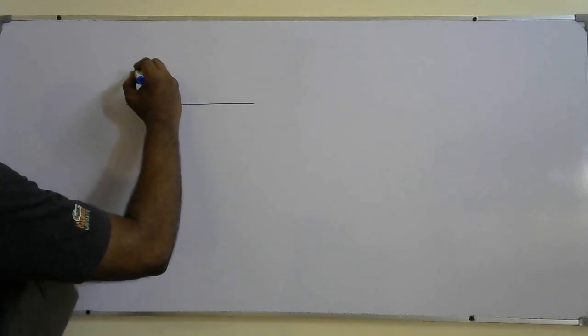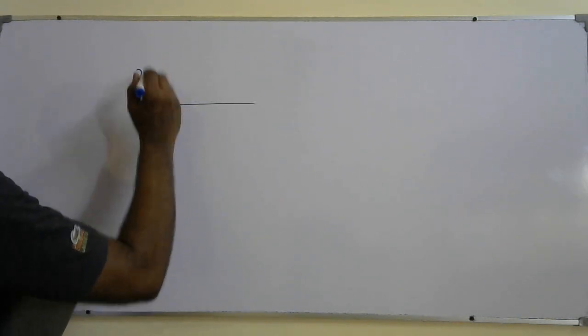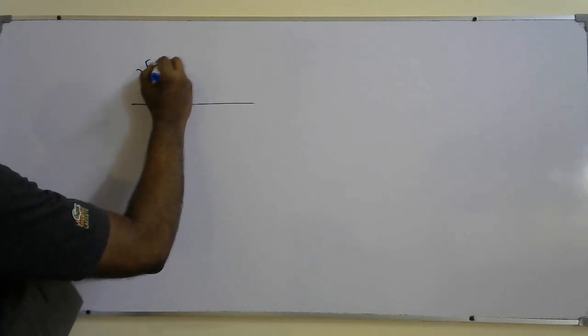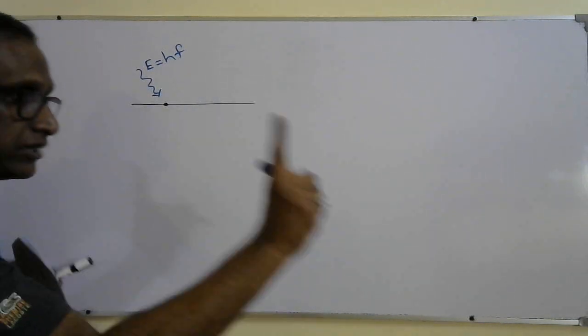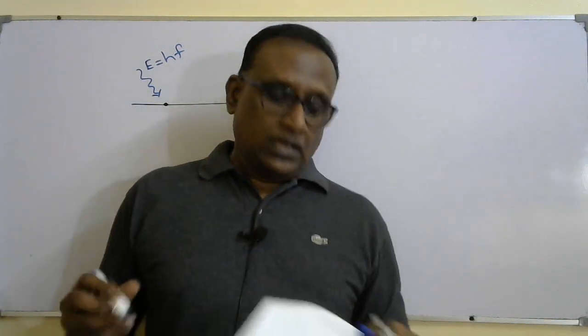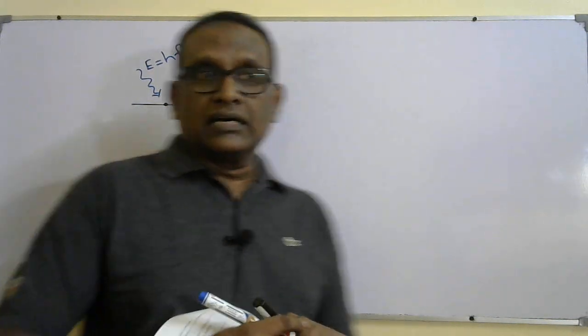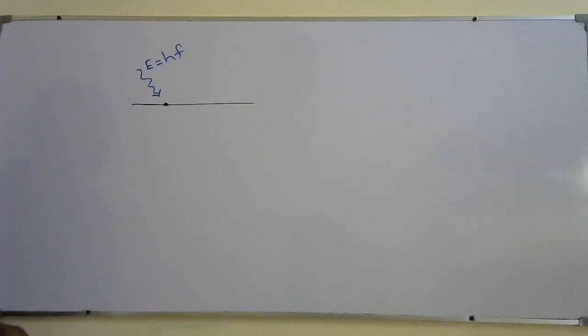So the photon we denote this way. There's a photon; its energy E is equal to hf, where f is the frequency of the radiation. This is one photon. So there's an electron on the surface of a metal.